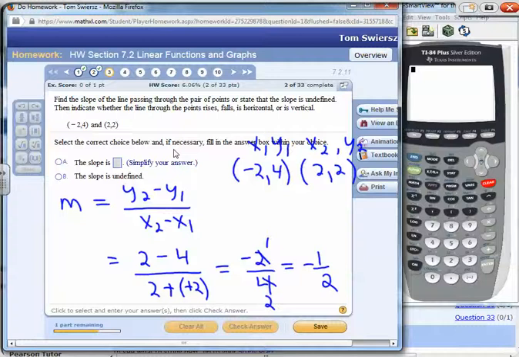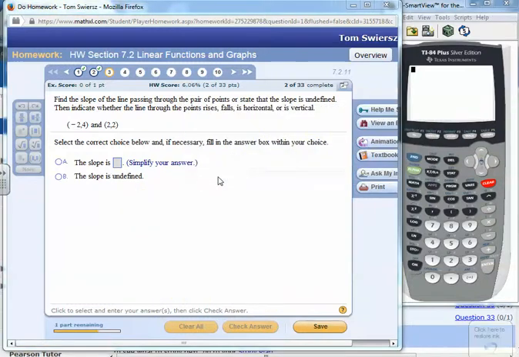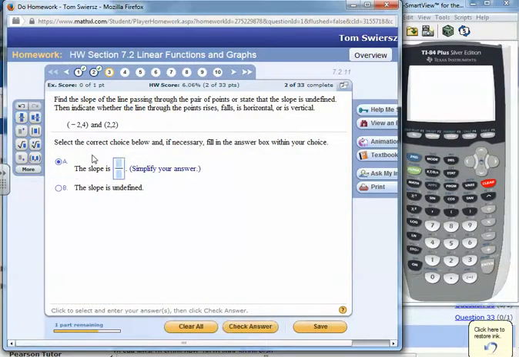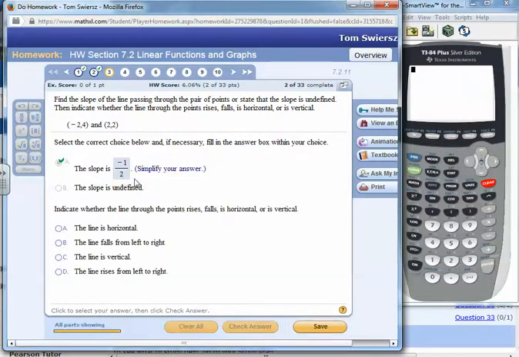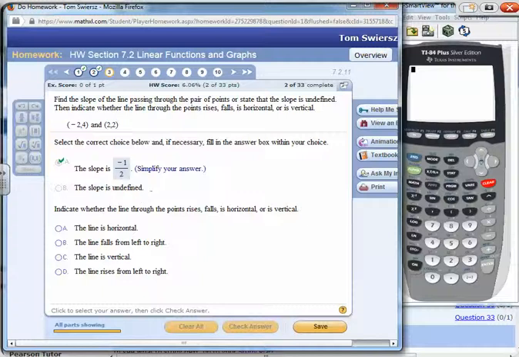Okay, again, y2 minus y1 over x2 minus x1. You can just put the negative 1 in the numerator and you'll get it correct. When it's a negative slope, it means you're going down to the right, it means it falls. Negative slope, it falls. If the slope is a positive number, it rises.